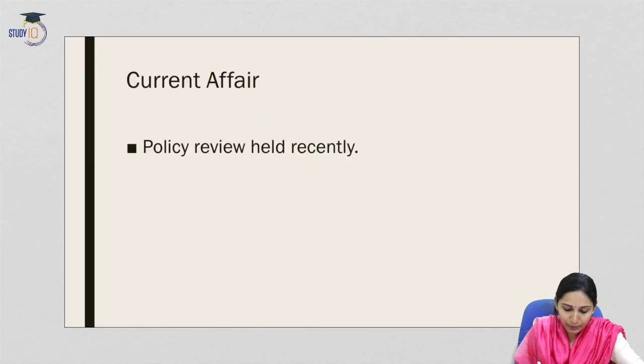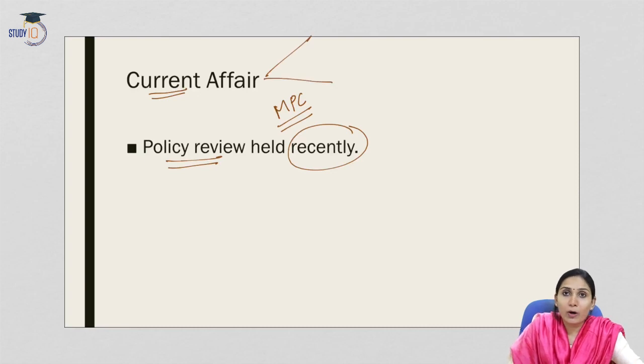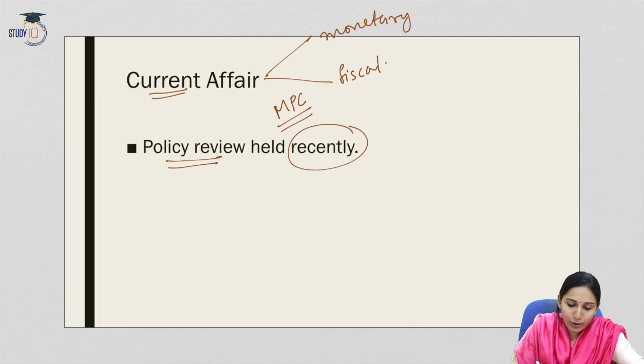So let us first come to the current affair. Let us see what the current affair is. Recently the policy review was held and this was done by the MPC. Now, we know that whenever there is some problem in the economy, policies are required. This policy can take two forms. One is monetary policy. The second one is fiscal policy. Monetary policy is the responsibility of the central bank, so in case of India, it is the RBI. Fiscal policy is the responsibility of the central government.